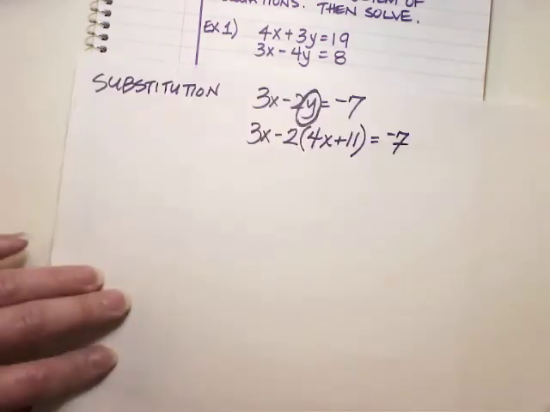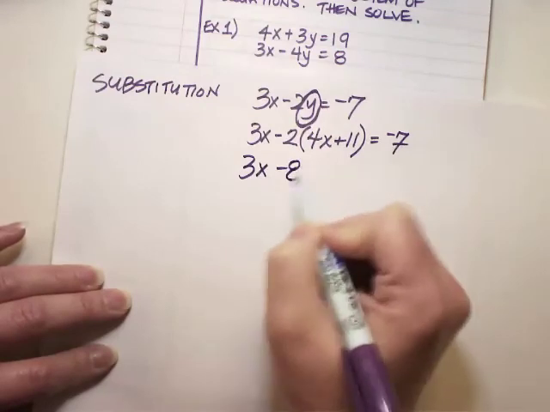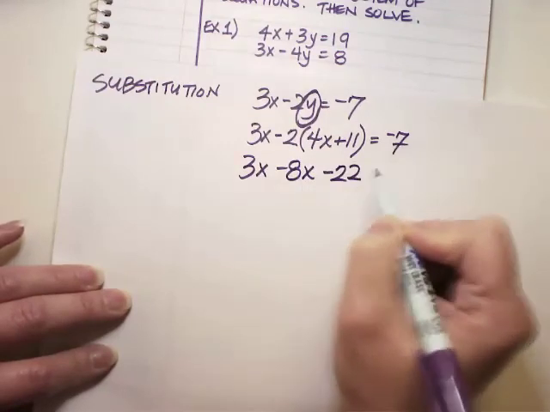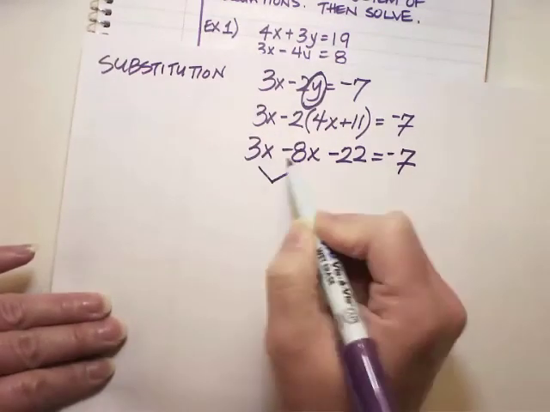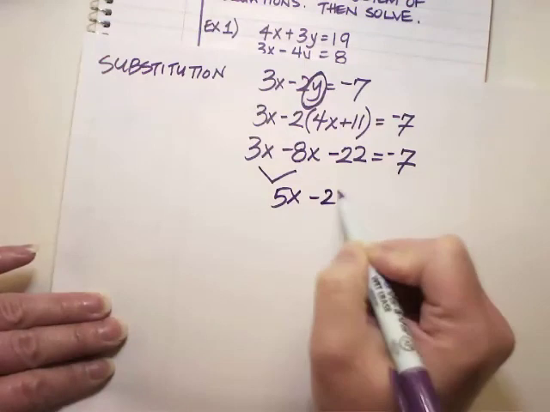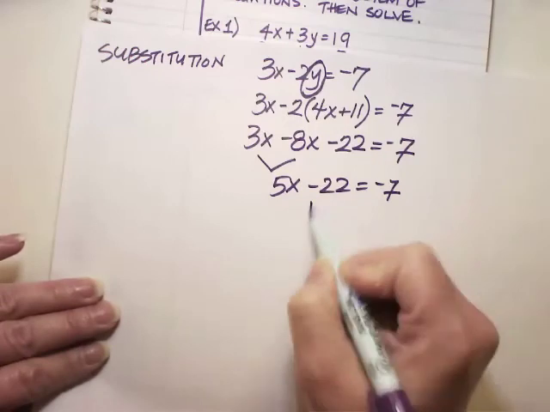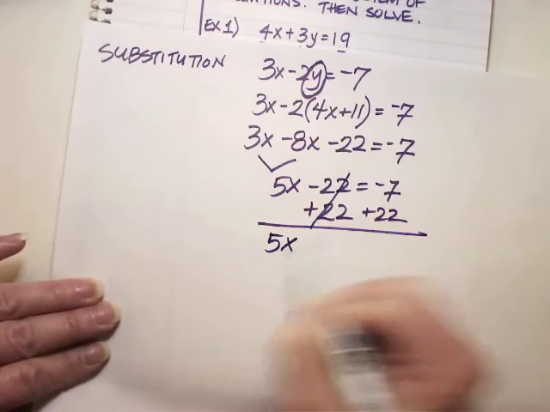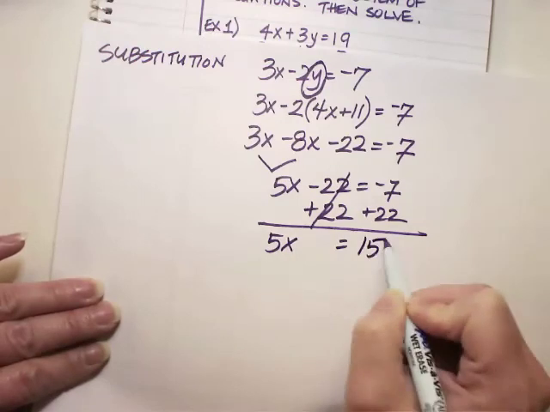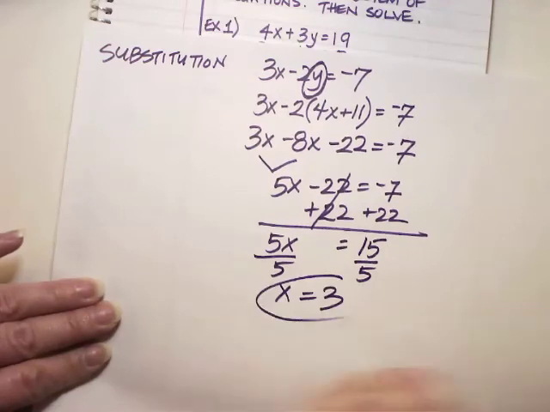Okay? So now I'm going to distribute my negative 2. So I get 3x minus 8x minus 22 equals negative 7. Combine my like terms. 3x minus 8x is 5x. Minus 22 is negative 7. Okay, and I need to get that x term by itself, so I'm going to add the 22 on both sides. So I get 5x equals 15. How nice. So divide by 5 and I get x equals 3. So that gives me one of my answers. So I'm halfway there right now.